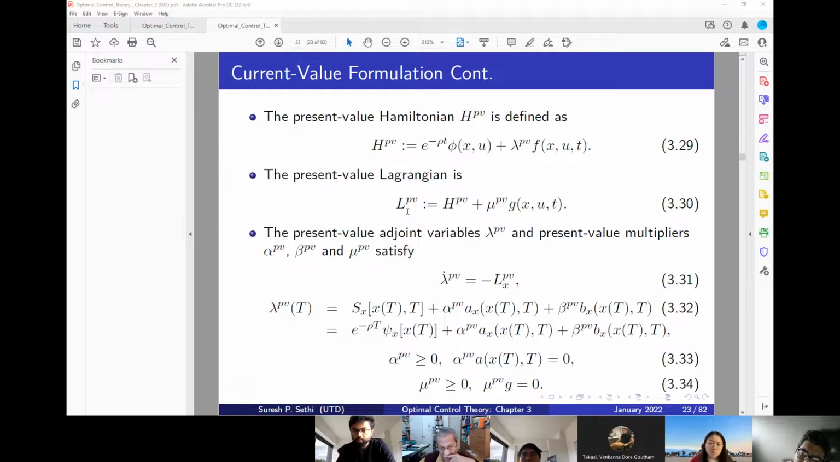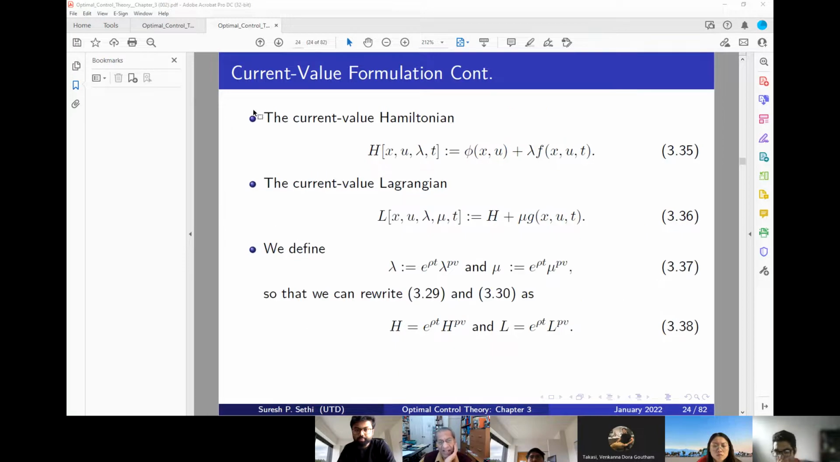So the present value Lagrangian is L PV, which is basically H PV plus mu PV times g(x, u, t). And if we apply the formulation that we just derived, then lambda dot PV is minus L_x PV. Lambda PV of T is given by this. So we put PV everywhere, and we just apply the maximum principle. So the table that we have is all PVs, okay?